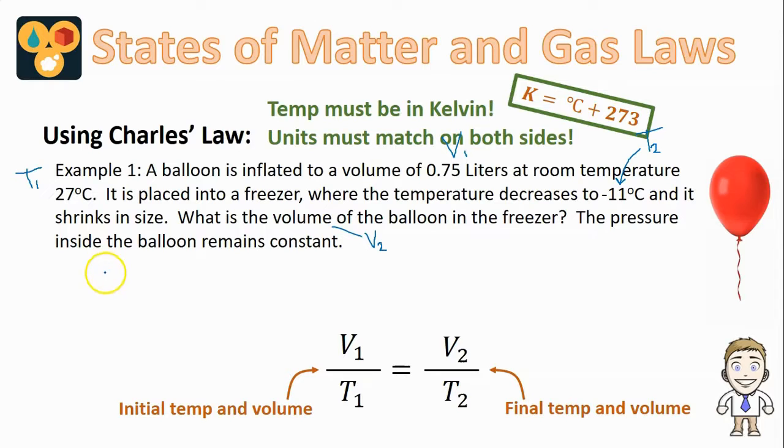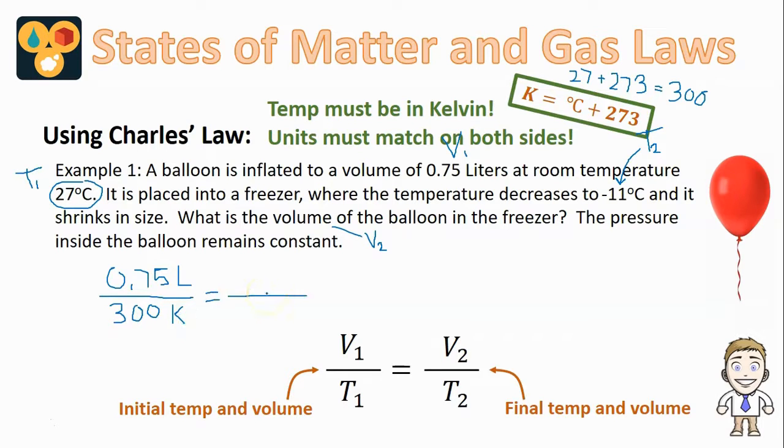So let's plug in some of these numbers. My V1 goes on top, that we said was 0.75 liters, so 0.75 goes on the top of the fraction. Dividing that by T1, which is 27 degrees, but remember first I've got to change that Celsius into Kelvin. So take your Celsius temperature 27 and simply add 273 to it. That gives me a temperature now of 300 Kelvin, and since I've converted it to the proper units, the Kelvin temperature is what gets plugged in on the bottom.